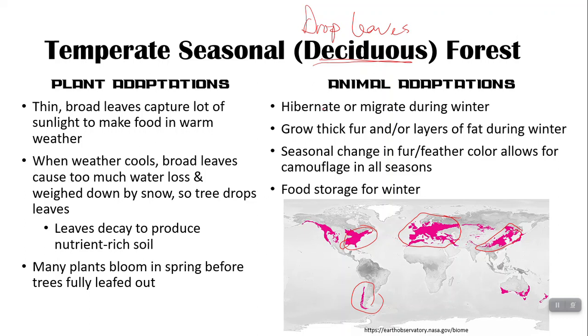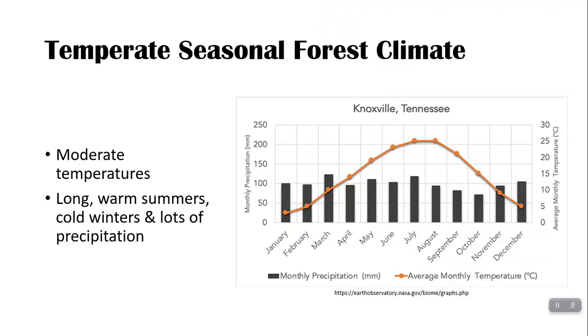Animals will do some similar things as they do in the other biomes we looked at. They might hibernate in the winter or migrate to other areas. They can also grow thicker fur, have like a winter coat, or they can grow layers of fat during the winter to keep them warm. And then they can also have those seasonal changes in fur or feather color. You know, white in the winter to blend in with the snow, brown in the summer to blend in with the trees. And some of them will store food for winter. So think of squirrels hiding acorns everywhere.